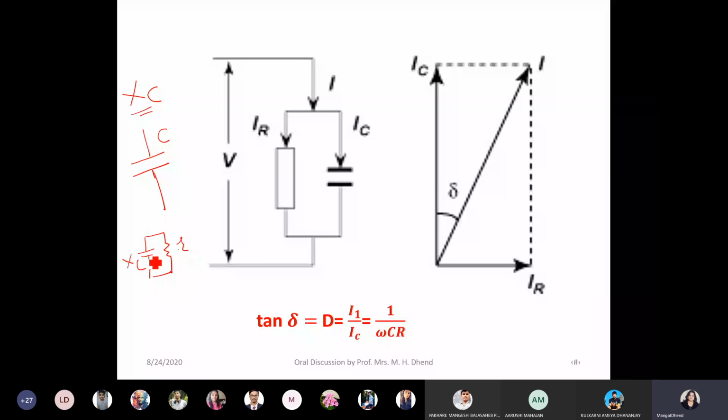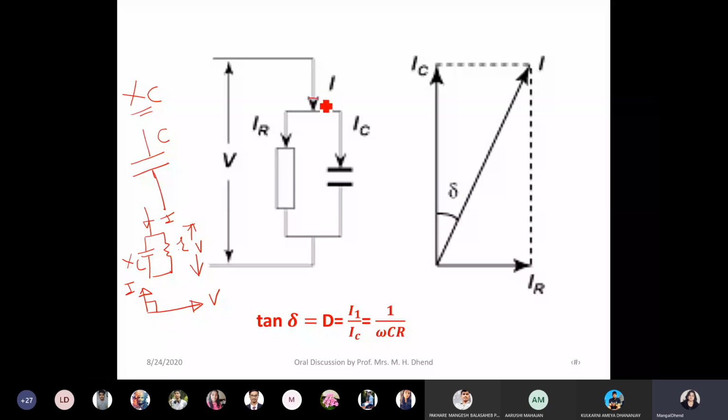So if a capacitor has some resistance, then let us see the current passing through the capacitor. Suppose the capacitor current is I. Now what will be I? If the voltage across the capacitance is V, you have studied that the capacitor current will always lead the voltage by 90 degrees. If this is the voltage V, the capacitive current through the capacitor will always lead the voltage by 90 degrees.